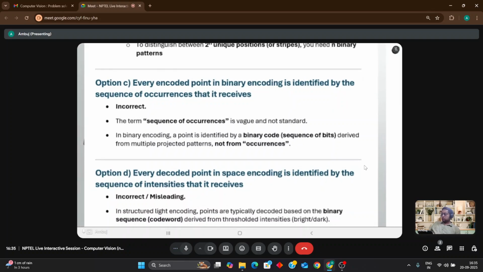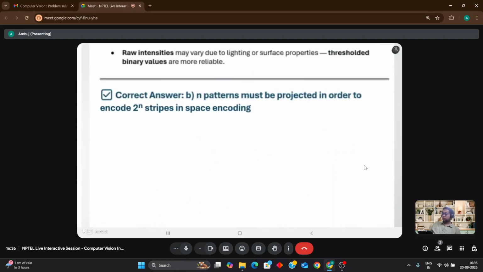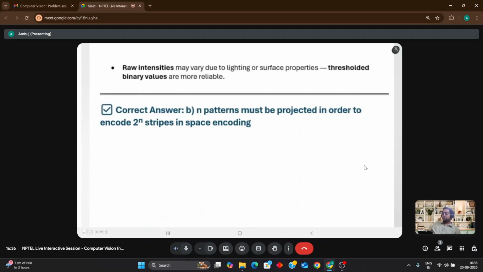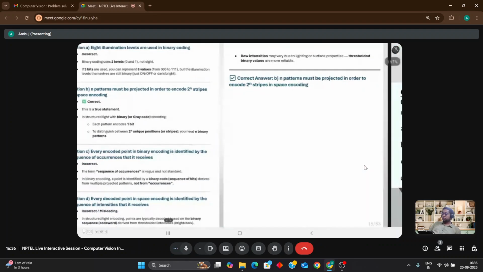Option number D was: every decoded point in space encoding is identified by the sequence of intensity values. This is also incorrect. In structured light encoding, points are typically decoded based on a binary sequence, the code word, which is derived from thresholded intensities, which are either bright or dark. Raw intensities may vary due to lighting or surface properties. Hence, thresholded binary values are more reliable. The correct answer would be B: small n patterns must be projected in order to encode 2 raised to power n stripes in space encoding. This was your fourth question.